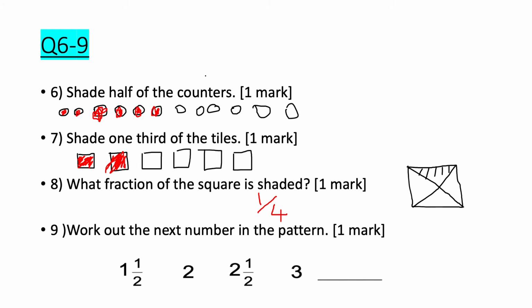Question number 9, guys. Work out the next number in this sequence. 1.5, 2, 2.5, 3. So what I'm adding on each time is a half each time. So a half is being added each time. So the next one is going to be 3 plus a half, which is 3.5.